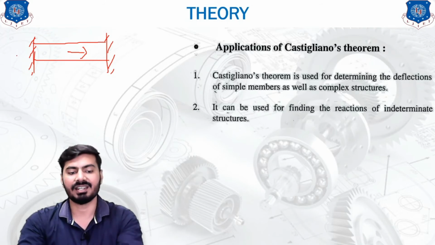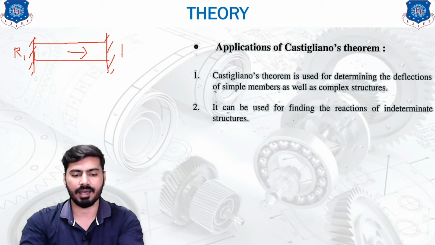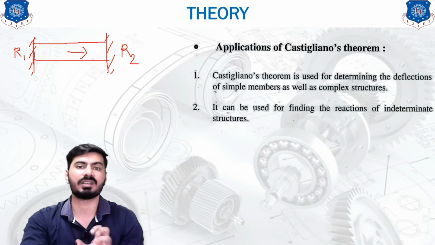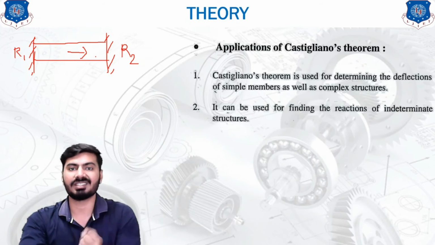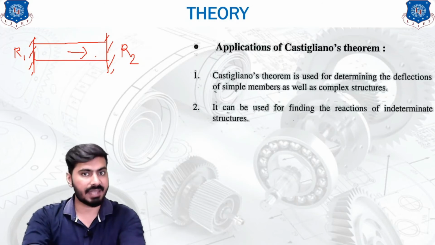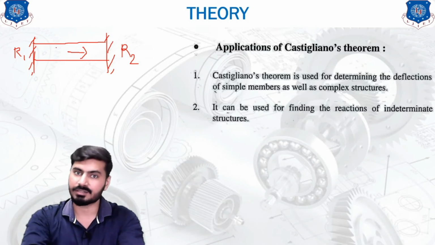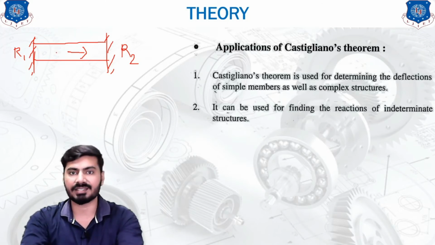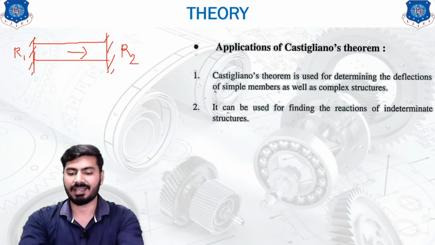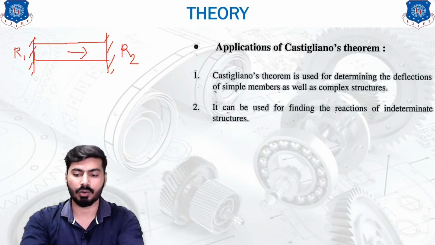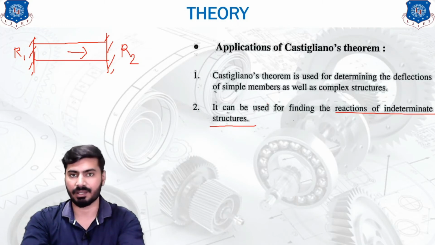That is why the direction and the magnitude of the reactions on both sides, R1 and R2, are unknown and cannot be calculated using our basic rules, and that is why you will have to develop some relation in order to solve this type of reactions, which is not simple. The method is pretty complex, and that is why this type of structure is known as an indeterminate structure. So basically it can be used for finding the reactions of indeterminate structures, and this theorem is useful for the calculation of the same.